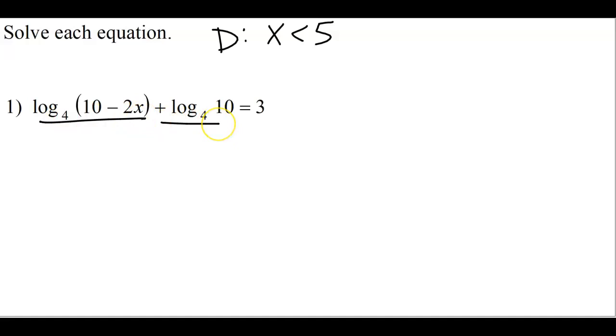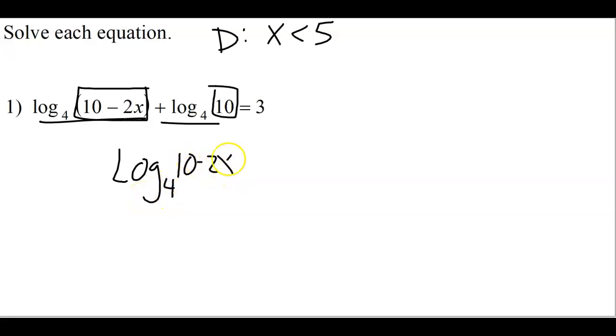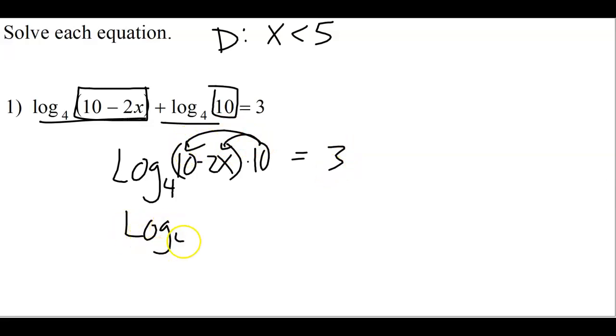All right, so now let's get into the new stuff. Notice that we have two logs that are being added together. Now, we're going to use that property that says that when you have two logs that are being added together, you could take the argument of each of the logs and multiply them together, and therefore put them together as one logarithm. So it's going to be 10 minus 2x, and I'm going to put that in parentheses, times 10. And this 10 is going to distribute into the parentheses there. So I end up with 100 minus 20x equals 3.